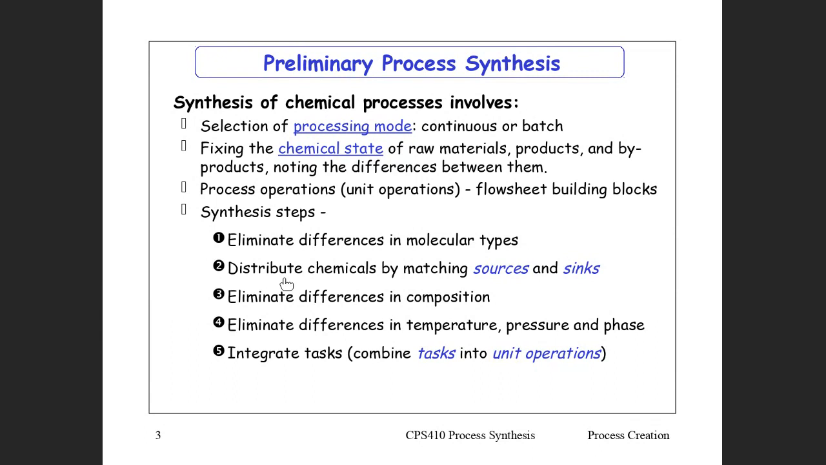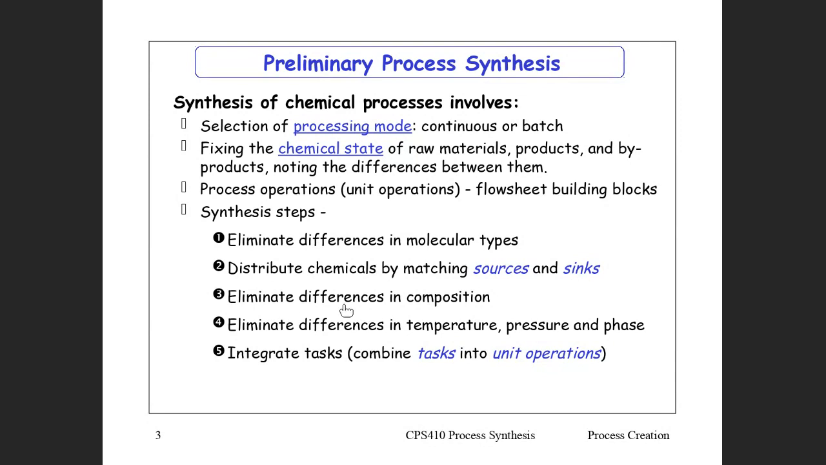Next, distribute the chemicals by matching sources and sinks. And that is what we can translate as decide what you want to recycle. Because if you have an excess of one chemical, then you don't want to throw that away because it is a reactant. So therefore, you will rather recycle it back to the start, so that you don't throw any of your resources away.